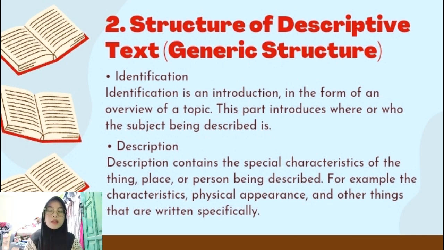The second one is description. Description contains the special characteristics of the thing, place, or person being described. For example, the characteristics, physical appearance, and other things that are written specifically. This part shows the detailed descriptions of the subject. It may include information about the appearance or qualities of it.